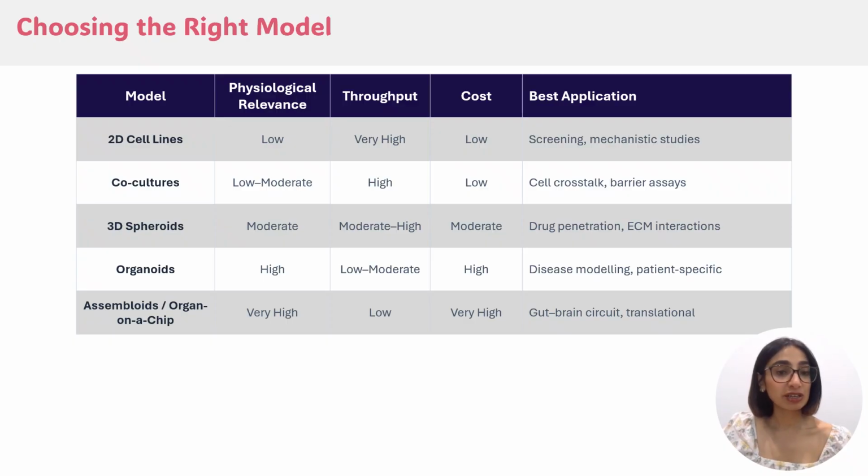One key message to take away here is that these models are not mutually exclusive. Best practice increasingly involves simpler models first to generate and filter hypotheses, then validating findings in progressively more complex systems, and that a tiered approach makes your science stronger and your budget go further.